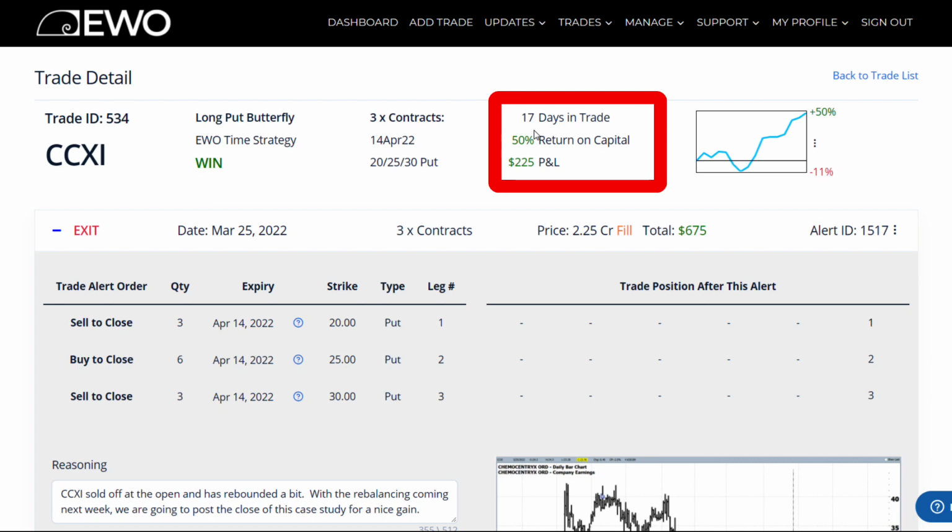And I said in the beginning, this is a classic example. Our time frame is right around 21 days on these time strategies, and a 50% return is right in the general percentage return, the average percentage return, if you will, of what we generate on these. So it's a relatively shorter term, generates a nice amount of income.